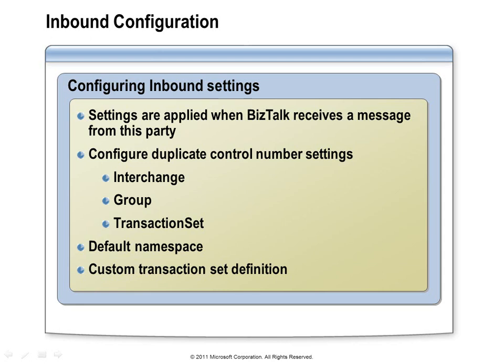When you configure those agreements and you set these things up, you're going to identify, for example, the inbound settings. When BizTalk is receiving messages from the party, what do we want to do? And so this is where you get a chance to drill into the specific settings for your EDI interchange and manage things such as the duplicate control numbers, to call out the default namespace that's used by that particular party, and do any kind of custom definition of transaction sets and processing.